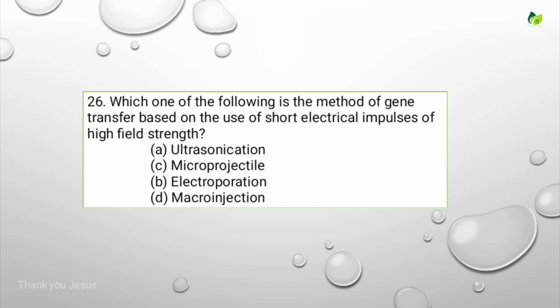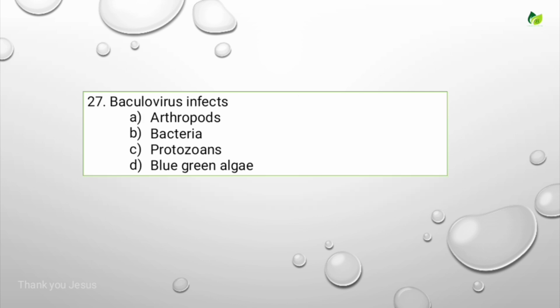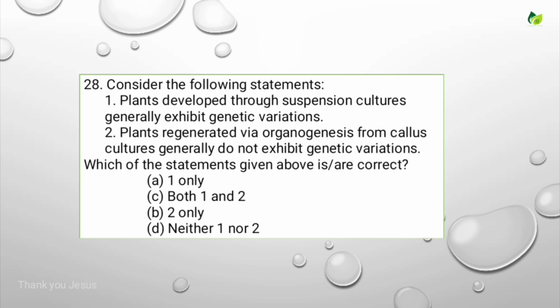Which one of the following is the method of gene transfer based on the use of short electrical impulses of high field strength? Options are ultrasonication, microprojectile, electroporation, microinjection. Electroporation is a physical gene transfer method. Okay, let's see the next question. Baculovirus infects. Options are arthropoda, bacteria, protozoans, blue-green alga. Arthropods. Baculovirus infects arthropods. Let's see the next question.